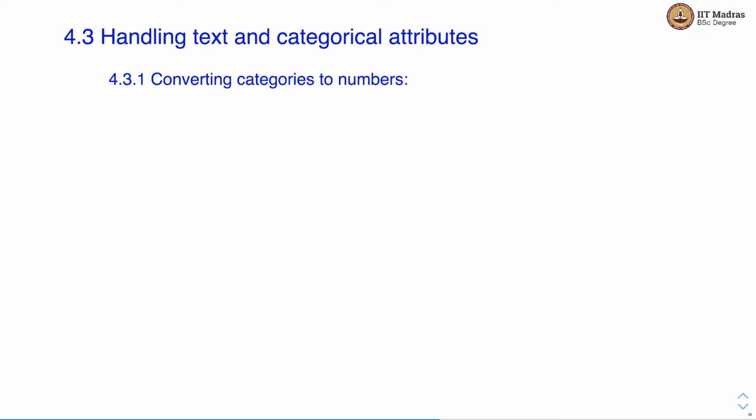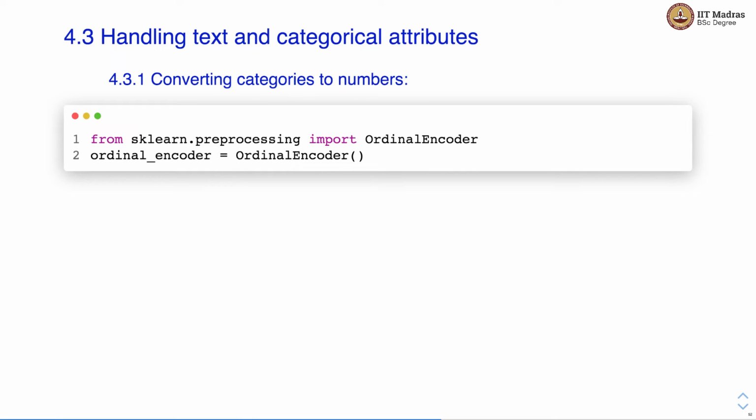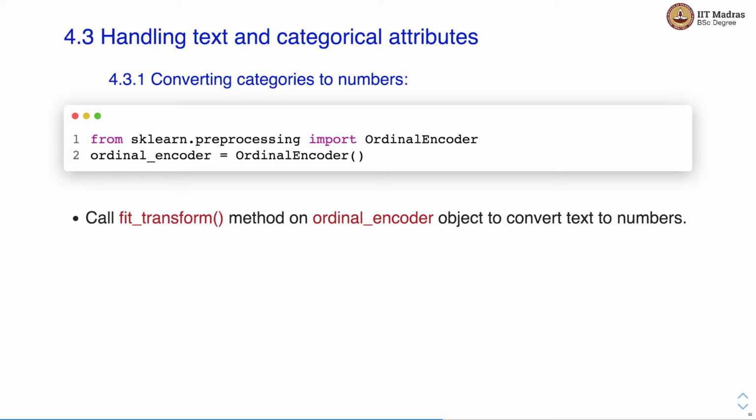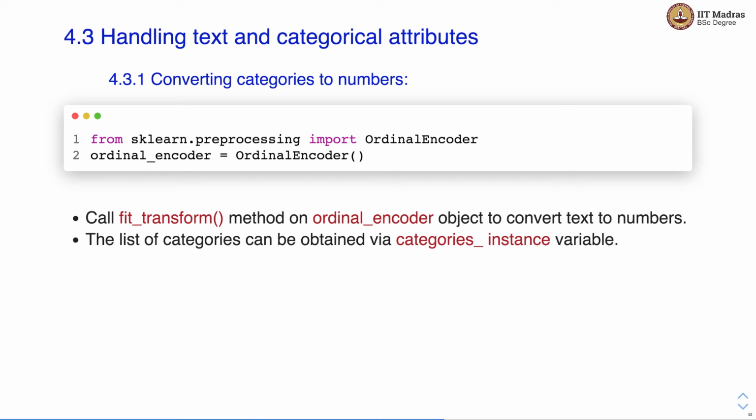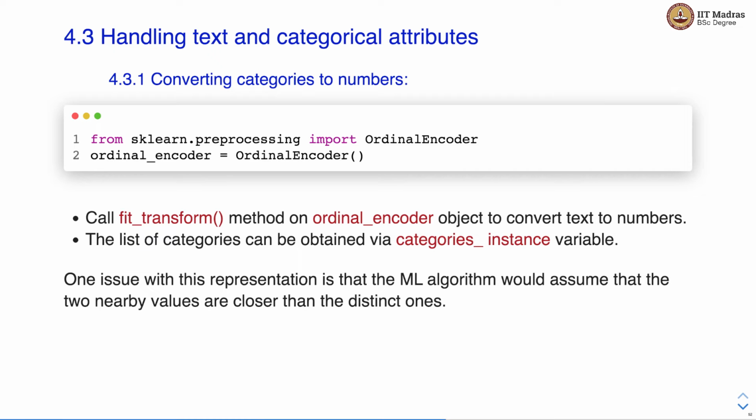First option is to convert the categories to numbers. We can simply use the ordinal encoder transformation for that. We call the fit_transform method on the ordinal encoder object to convert text to numbers. And text is also an example of a category. The list of categories can be obtained via the categories_ instance variable. One issue with this representation is that the ML algorithm would assume that two nearby values are closer than the distinct ones. That could be a real problem if there is no systematic ordering in the categories.